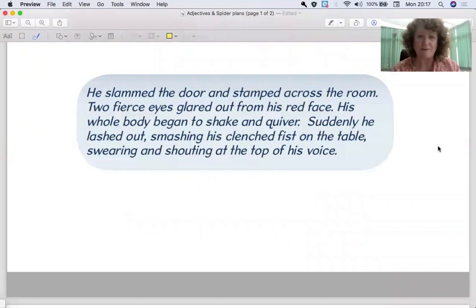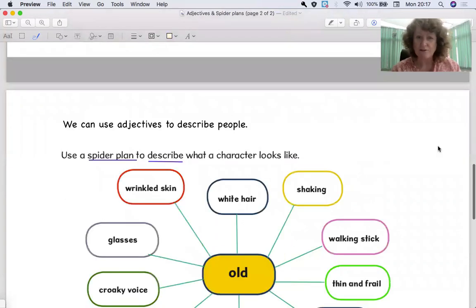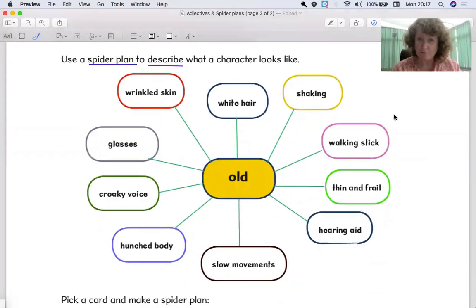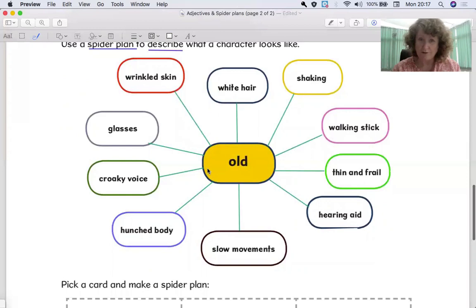Let's go to the next page. We can use adjectives to describe people. So we can use a spider plan to describe what the character looks like, not just their actions, not just what they're feeling, but what they actually look like. So let's have a go. So we've got the word old. So we've got an older person. We put old in the middle. So what does an older person look like?